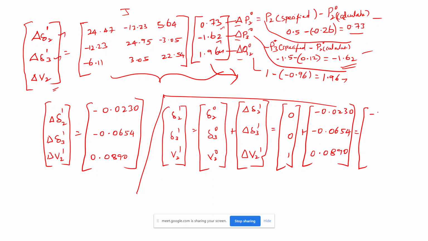So the value of this is minus 0.0230 and the same value we will get for here also, because this is 0, so the same value we will get, and this is 0.0654 and here it is 1.0890, right? So this is your final value. Any doubt? So what we did for the first iteration, we came up with the values, that is, these are all the unspecified values, right?